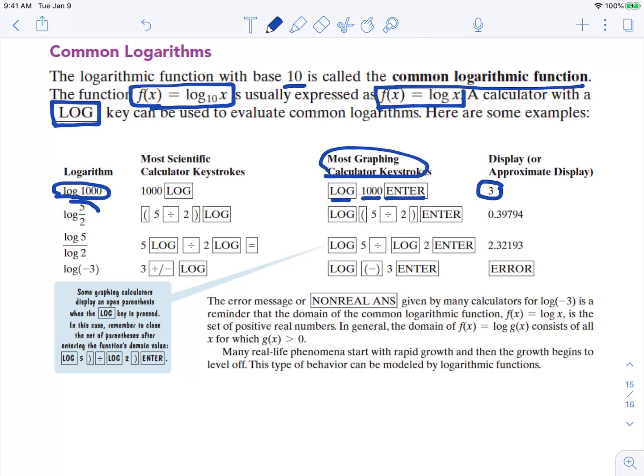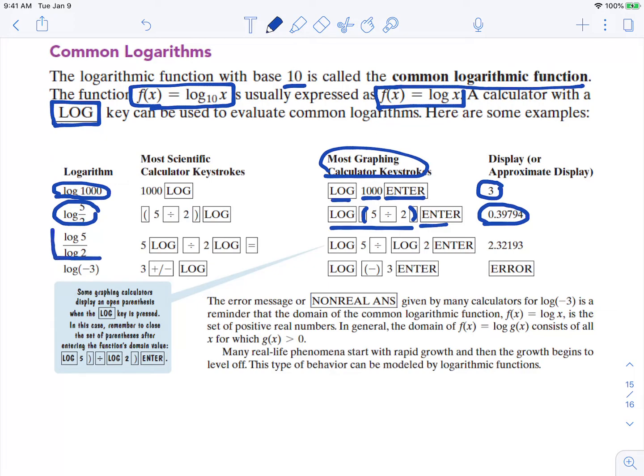If you do a logarithm with a fraction, be careful. You must add a parenthesis after that 2 and then enter. And you'll get a decimal value. Again, I hope you're following along and using the calculator.